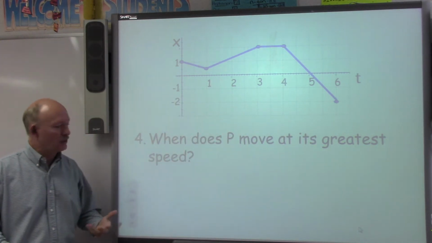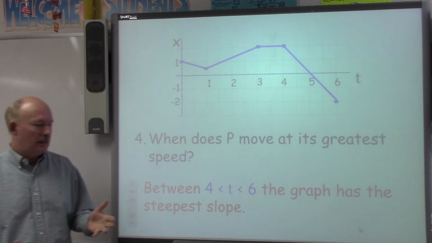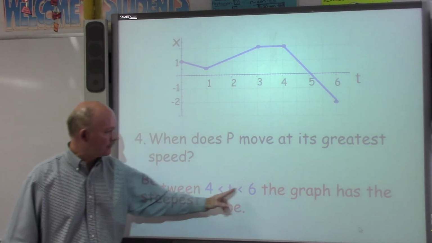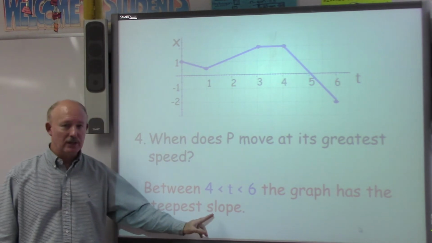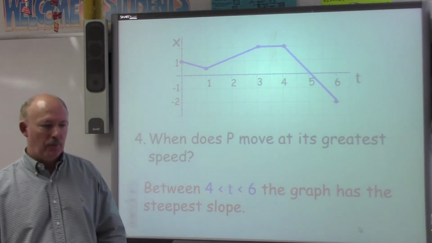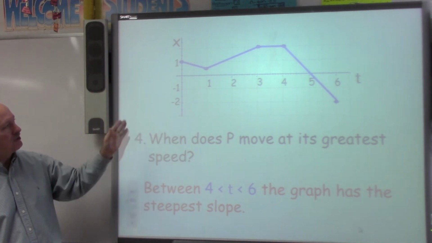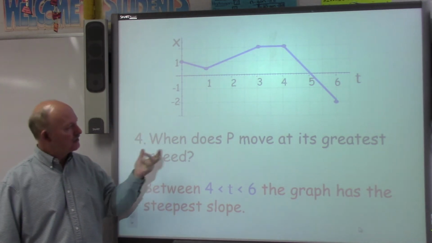So that's when it would have the greatest speed. The velocity would be negative, but still the speed would be positive. So between 4 and 6, the graph has the steepest slope, so that would be when it has its greatest speed. So just a little look at a position time curve, or position time graph, if you will.